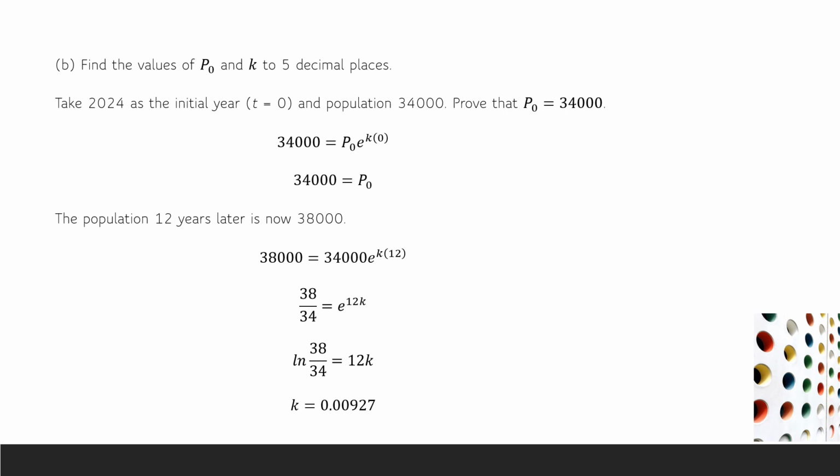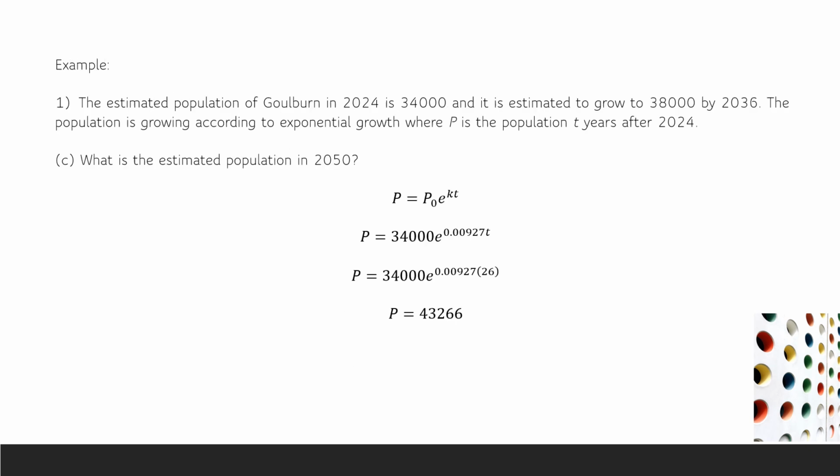Remember, if I have e to the 12k, e is the base to the 12k. So if I want to leave the 12k by itself, I end up with log base e on the other side, or ln, of 38 over 34. Put that on my calculator and divide by the 12, and I get k equals 0.00927. So now that's my k value. For the rest of these questions, my k value is 0.00927.